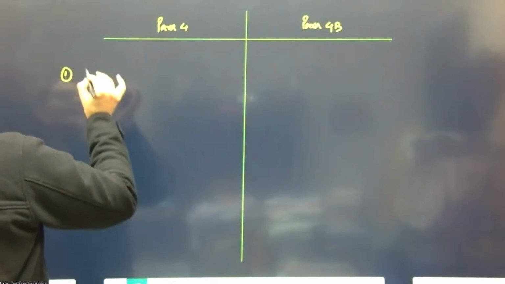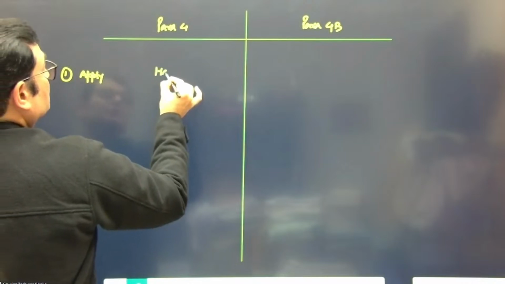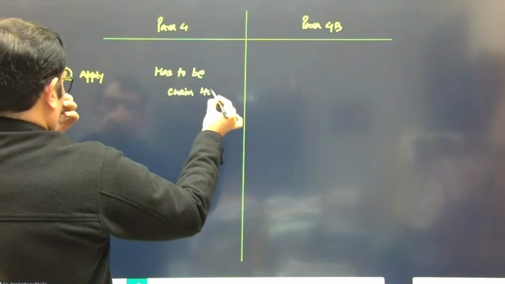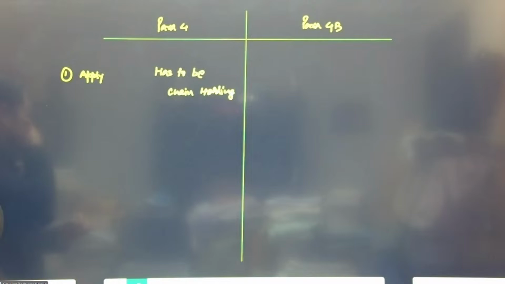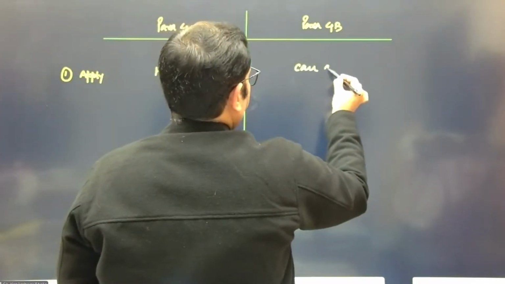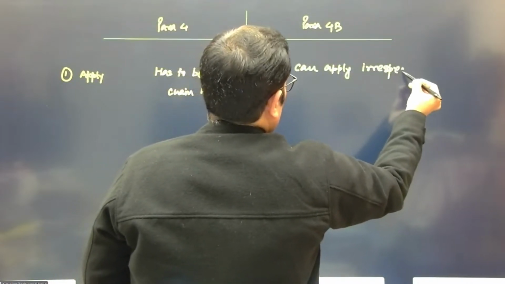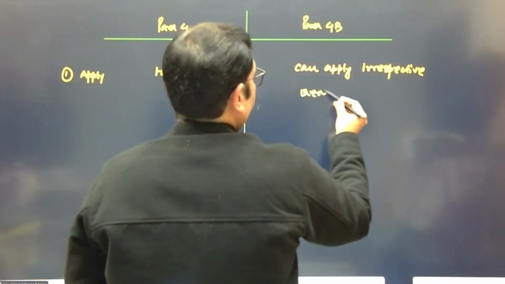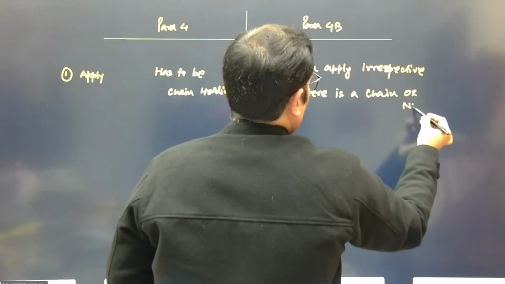First of all, we are looking at when does para number 4 apply? There has to be a chain holding. So in this case, para number 4 can apply only if there is a chain holding. But para 4B can apply irrespective of whether there is a chain or not. It doesn't make a difference whether there is a chain or not.